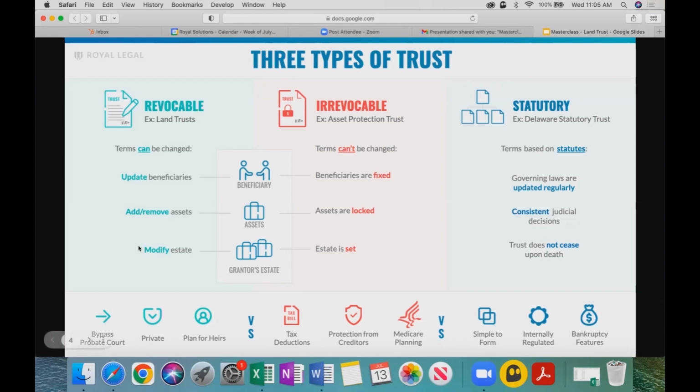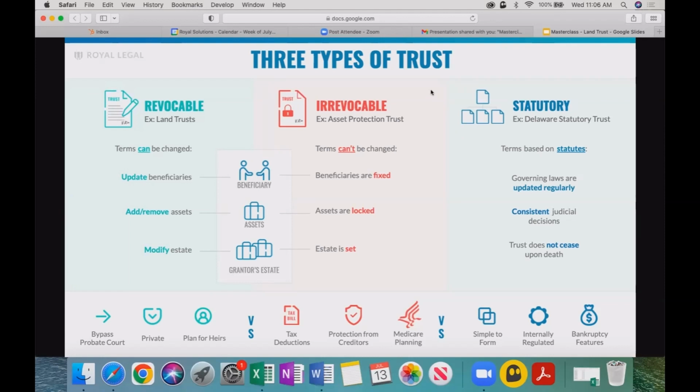You can bypass probate court if it's structured the right way. You get privacy, again, if it's structured the right way. And you can plan for your heirs, again, if it's structured the right way. Obviously, careful planning is key with any of these trusts. The way that you set it up does matter quite a bit.